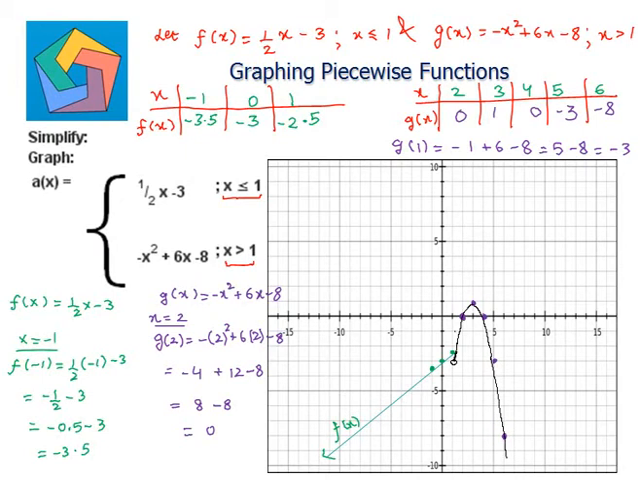So we can say this is the graph of the quadratic function. And also we can draw a line here at x equal to 1 since it is breaking the function.